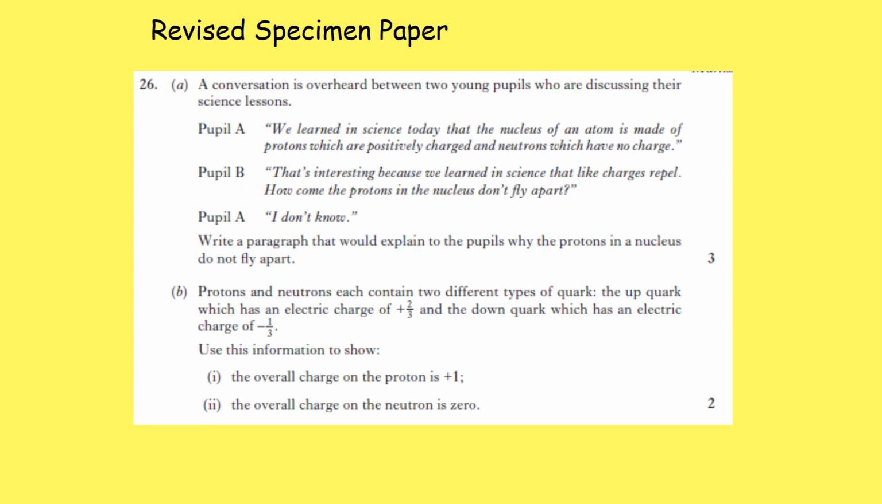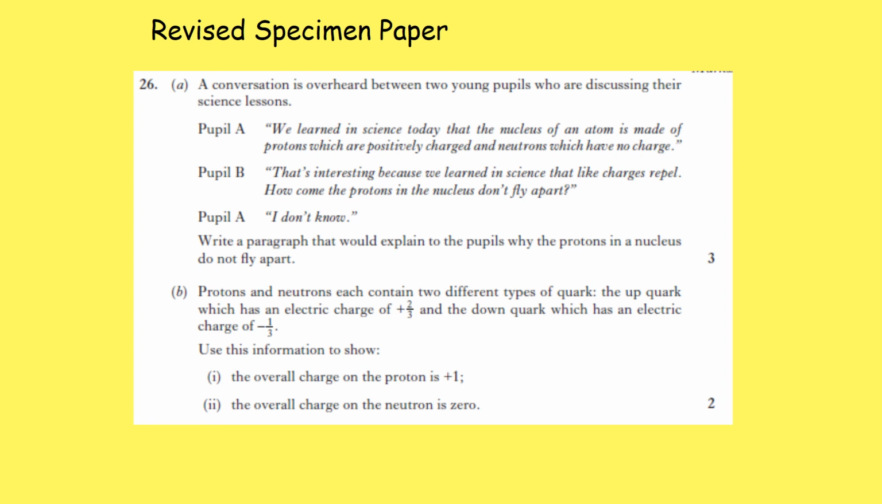Here from the revised specimen paper, a conversation is overheard between two pupils who are discussing their science lessons. Pupil A: We learned in science today that the nucleus of an atom is made of protons, which are positively charged, and neutrons, which have no charge. Pupil B: That's interesting because we learned in science that charges repel. How come the protons in the nucleus don't fly apart? Pupil A: I don't know. Write a paragraph that explains to the pupils why the protons in a nucleus do not fly apart.